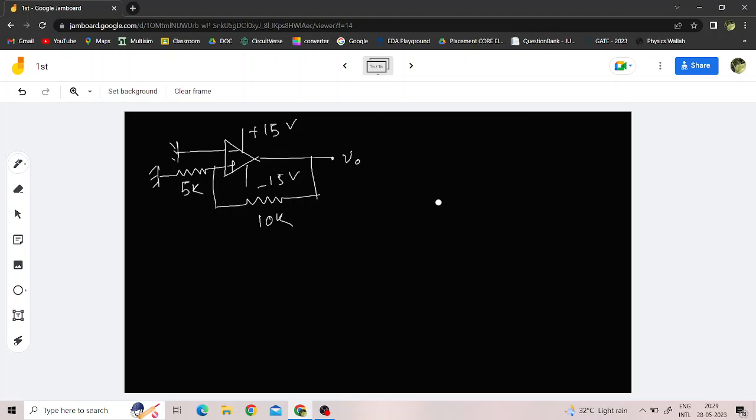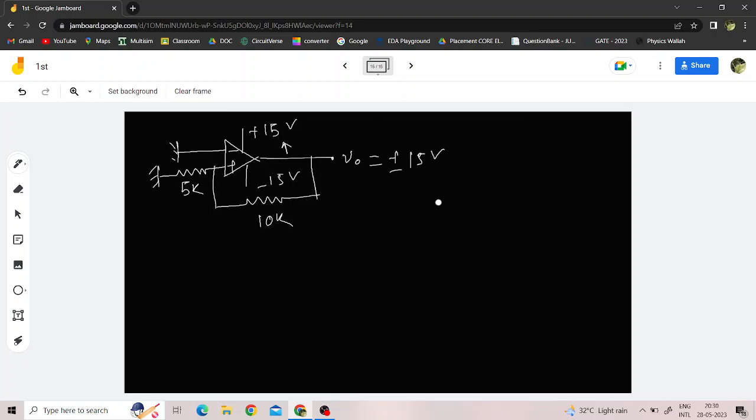You can always look at it this way. Suppose you break the loop here and increase the voltage. If you increase the voltage here, this increase will come back here and increase the output. So you can see that for increasing input here, we also get increasing output. So this is nothing but a positive feedback circuit. As it is a positive feedback circuit, I told earlier that the output will be either plus Vsat or minus Vsat. So there are two possibilities for the output, that is plus minus 15 volt.